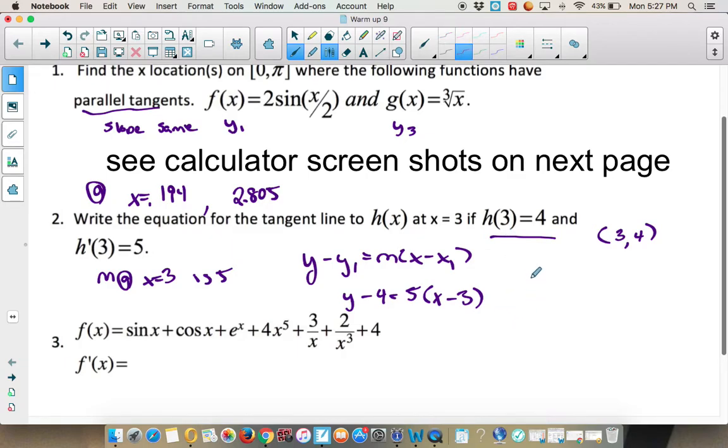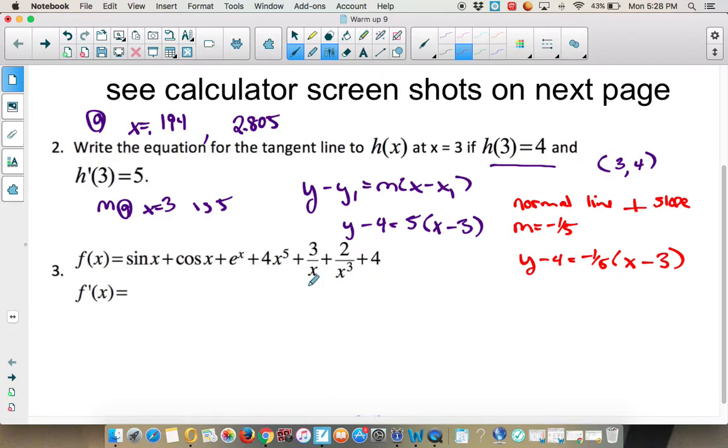And just for giggles, we're also going to do a normal line. It's going to have a perpendicular slope. So in this case, my slope is going to be -1/5. So if I ask for a normal line, and this is back to making sure you follow instructions very carefully, my normal line is going to be the same process as before, except my slope is different. So it's going to be y minus 4 is equal to -1/5 times (x minus 3).